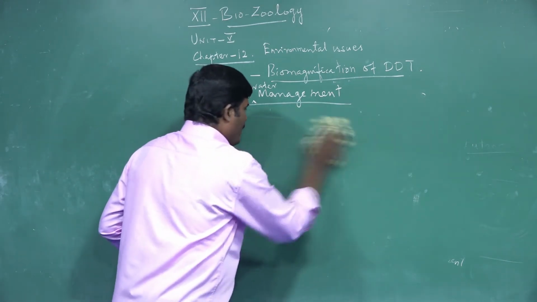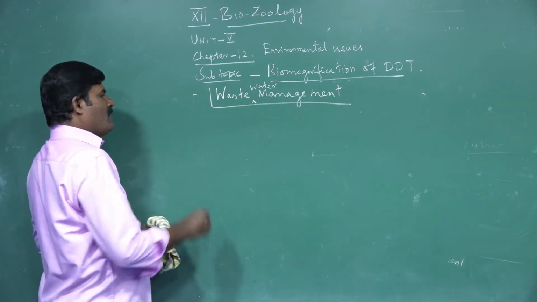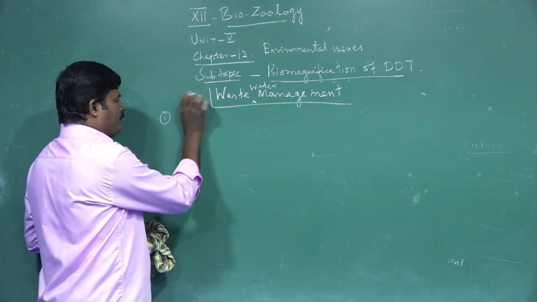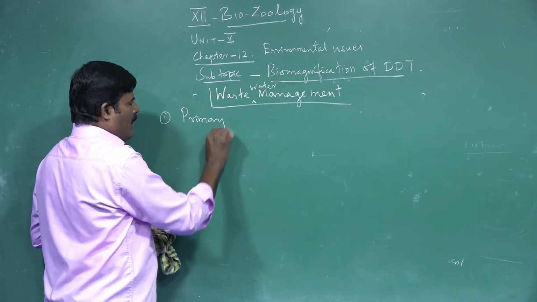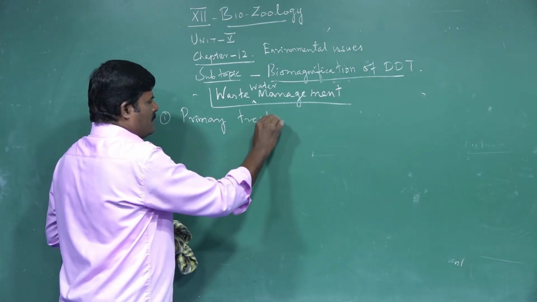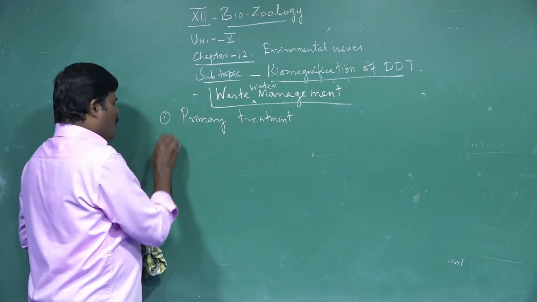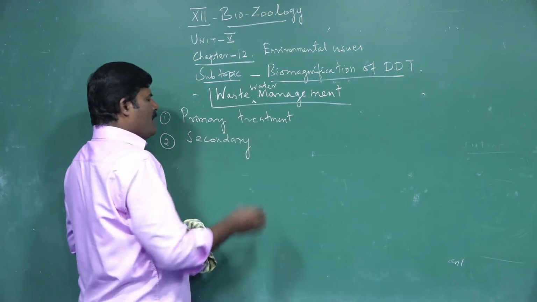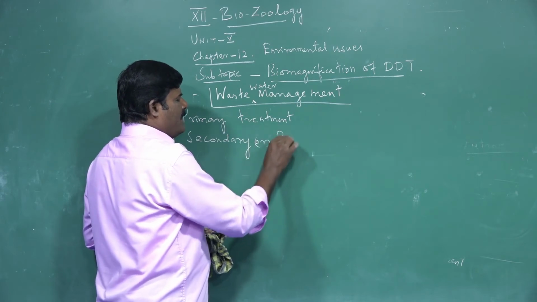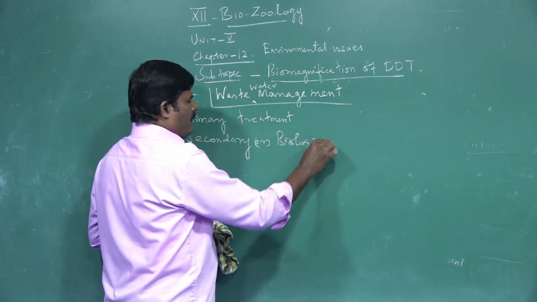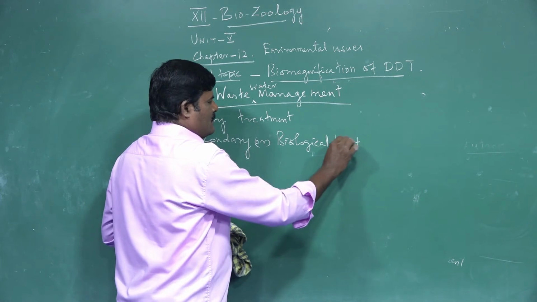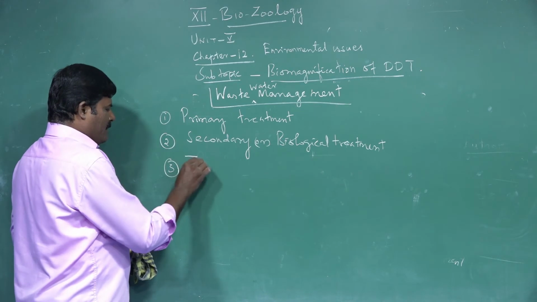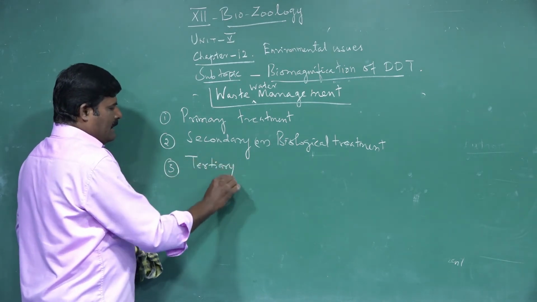The next question is, what are the 3 stages of wastewater treatment plants? The first is primary treatment. The second is secondary treatment, otherwise called biological treatment. The third is tertiary treatment.